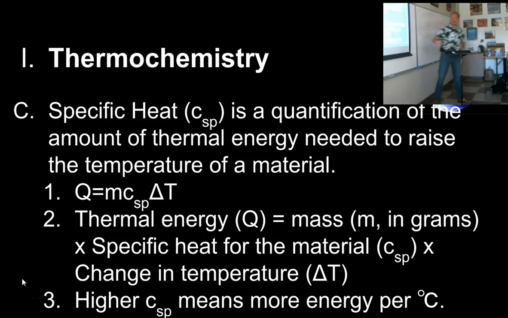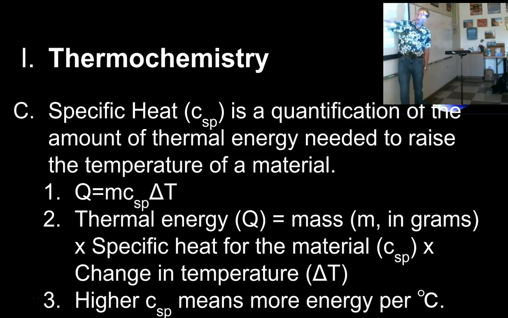So the thermal energy is calculated with this awesome equation, and if this is a delta, not an A, but it kind of looks like MCAT, and that's how I remembered it. The mass of the material times its specific heat value times the change in temperature that it experienced will give you the amount of heat energy that you had to put into that.